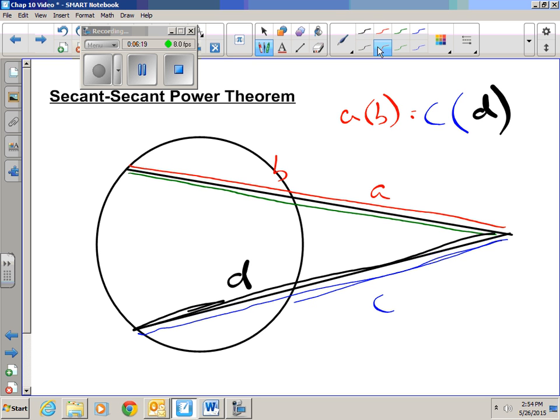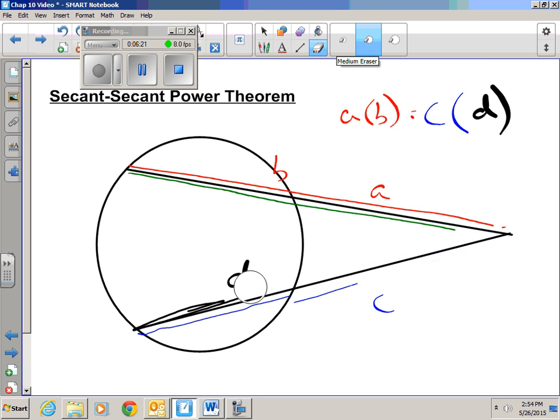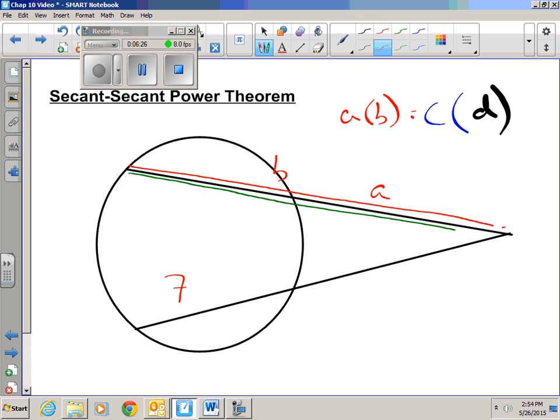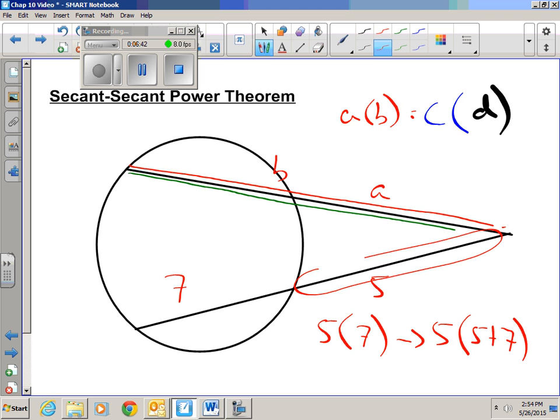Again, do not fall for the mistake. If, for example, this piece is 7 and this piece is 5, when I do the bottom piece, it's not going to be 5 times 7. No, that's wrong. It's really going to be 5 times 5 plus 7. And that's how we make sure it's the outside part times the whole thing, on both sides.